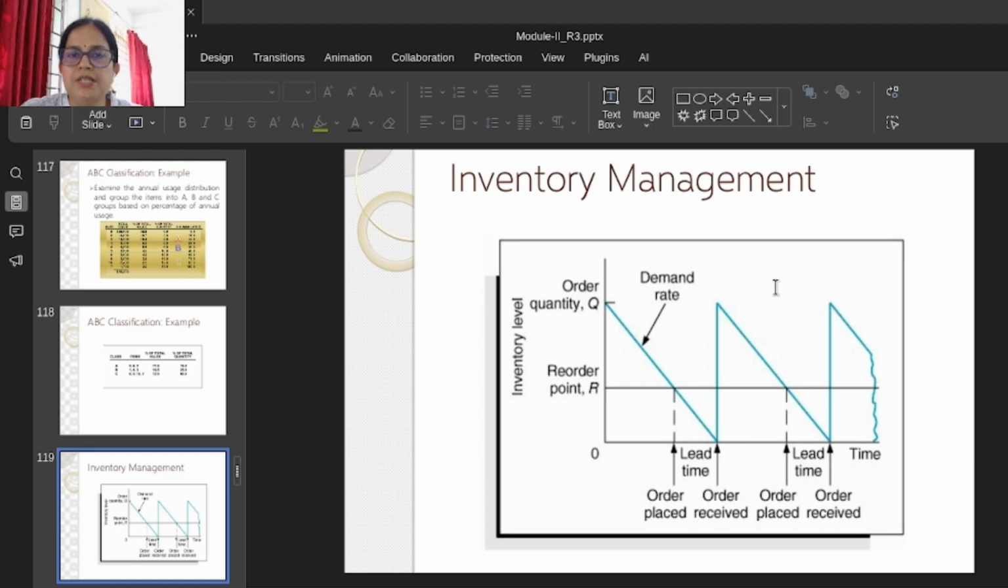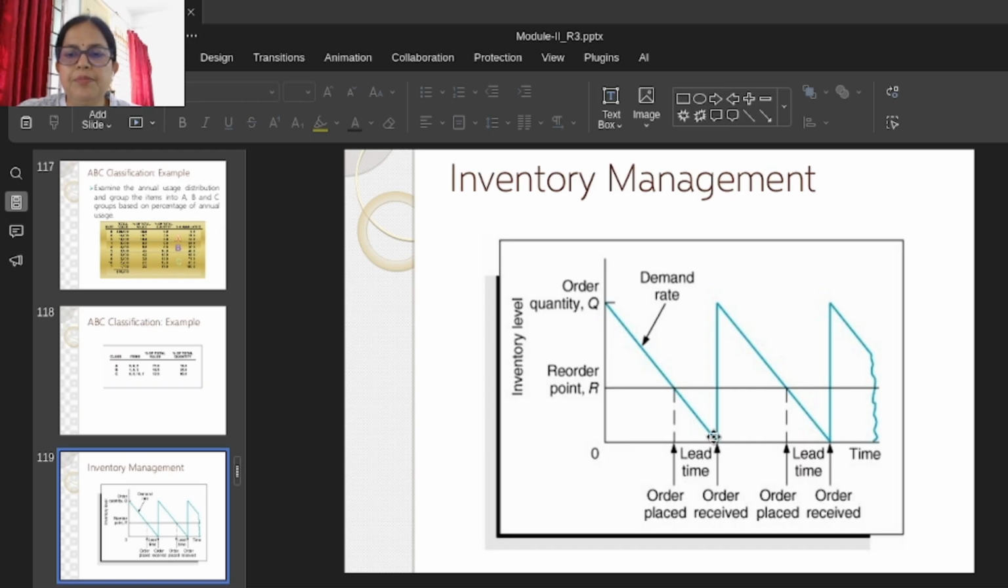This is the general model or basic model of inventory management. If we see here, this is the maximum amount of inventory we keep in the store. Every day we are consuming at the same rate. The demand rate is constant. Every day we are consuming at a constant rate, and for a particular unit time period we are keeping it in the inventory. The maximum level of inventory is Q.